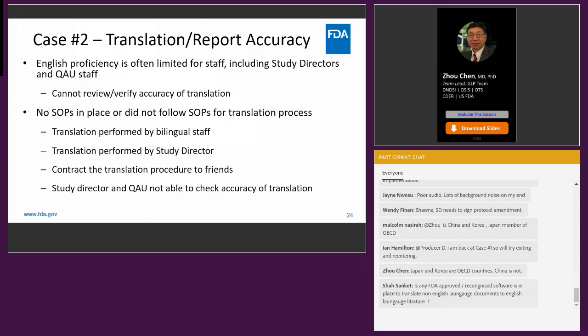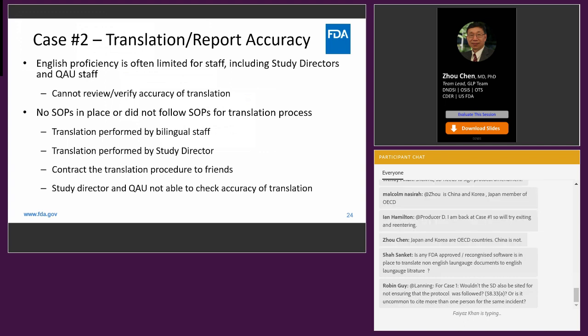In some CROs, translation was done by a study director, and some other firms contracted the translation out to a third party, or even to a friend, and their study director and the QA were not able to check the accuracy, so no check was performed.